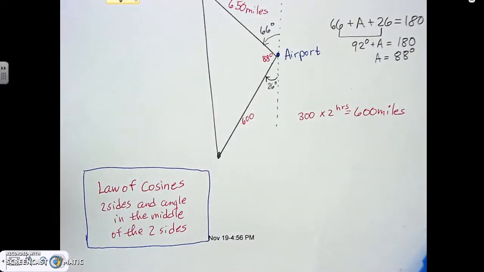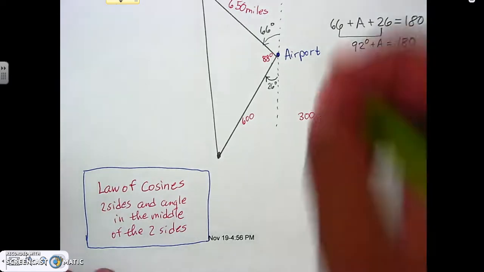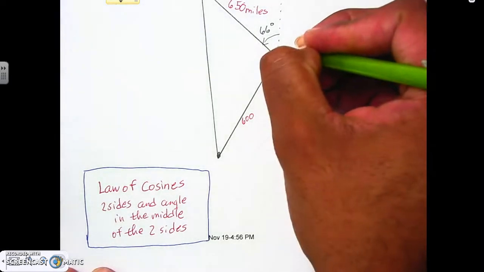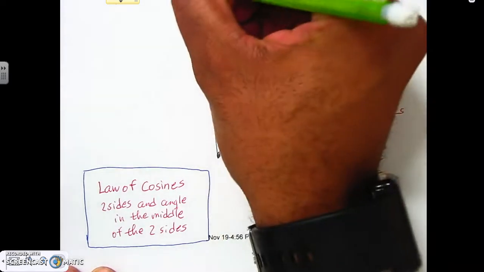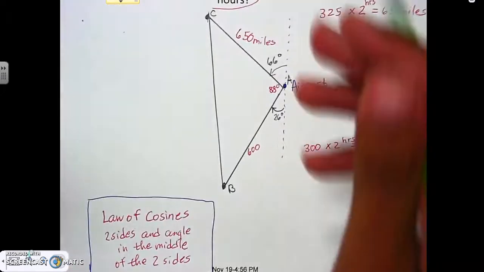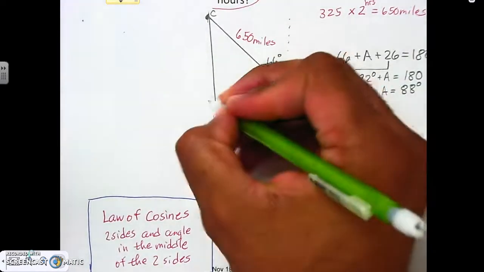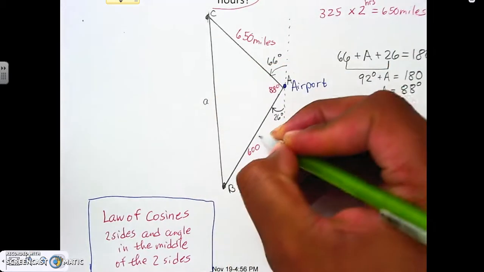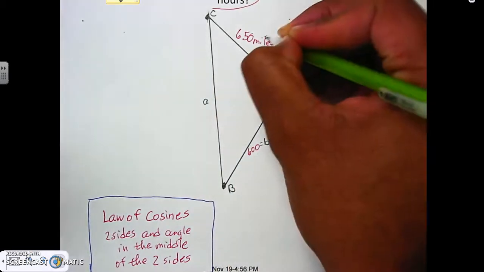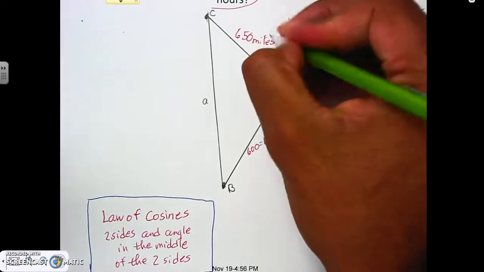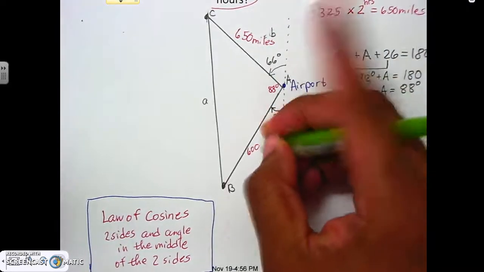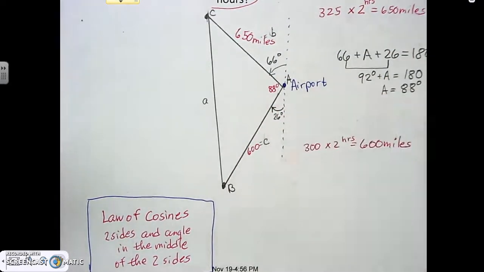And it's up to you how you want to label this. You can do A, you can do B, you can do C. I'm going to call this A because it's the airport, call this B and call this C. So this is side A, this is side B, this is side C. Sorry, I did that backwards.